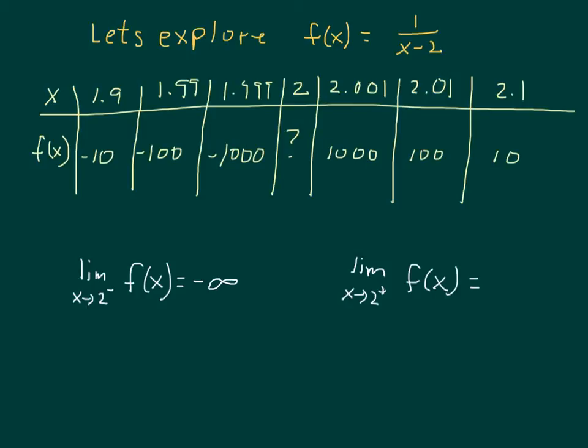Let's look at what happens when we come from the right. At 2.1 I get 10, 2.01 I get 100, 2.001 I get 1,000. You kind of get the idea that if I went to 2.0001, I'd get something even bigger, 10,000. And so as we move towards 2 from the right, the function values are getting very, very big in the positive direction. In this case, we would say that the limit as x approaches 2 from the right of f of x is positive infinity.